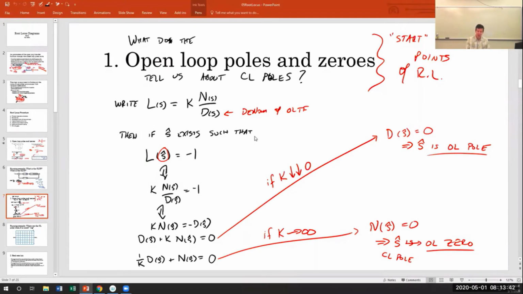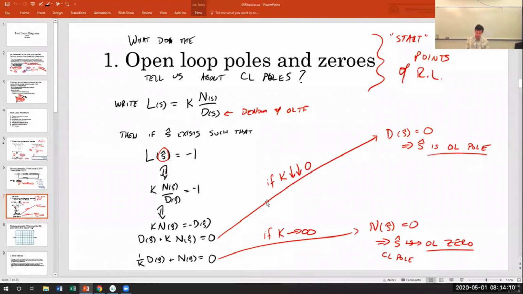I am going to suppose that there exists an S hat that is a closed loop pole. That is equivalent to saying there is an S hat that makes L of S hat equal to -1. With a little bit of algebra, you can get L of S hat equal to -1 equivalent to two statements: D of S hat plus K times N of S hat equals 0, and if you divide through by K, D over K plus N equals 0. I'm going to use both of those for different reasons.